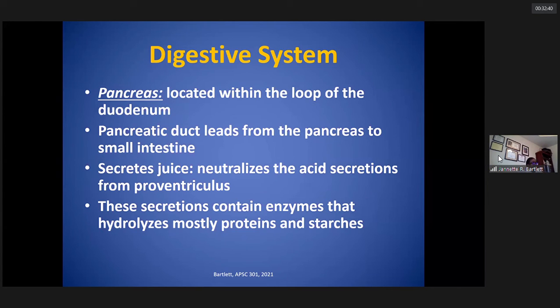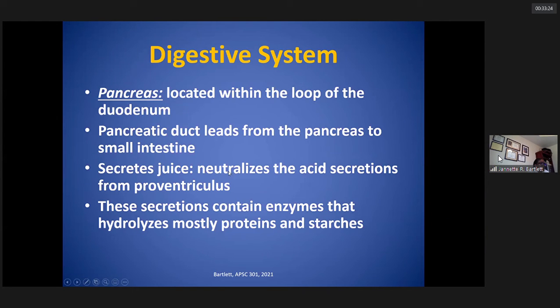Okay, so I said I was gonna talk about this. We already said that the pancreas is located within the loop of the duodenum, and I keep repeating it so that you can remember that. The pancreas secretes these enzymes, pancreatic juices and bicarbonate, that get involved in the digestive process. So you have a pancreatic duct that leads from the pancreas to the rest of the small intestine, which is going to continue the digestive and absorption process.